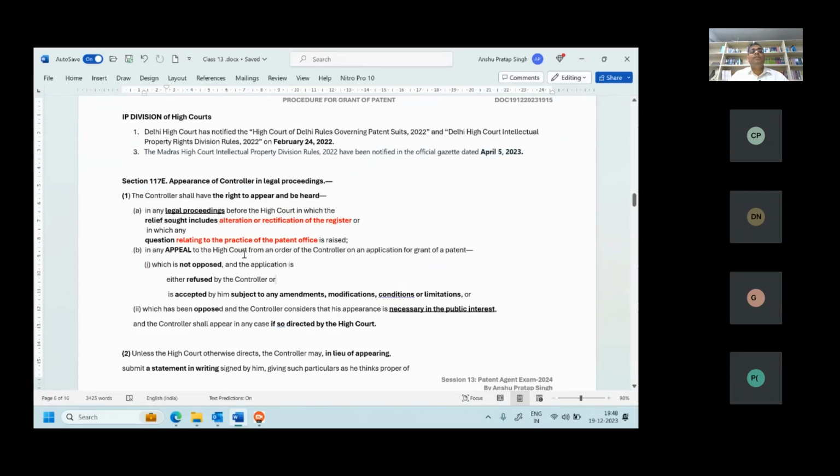If in appeal, the High Court from an order of the controller on an application for grant of patent, which is not opposed, and the application is either refused by the controller or accepted by him subject to any amendment, modification, condition, or limitation, if there is an appeal, then yes, he has a right to come. And when there has been opposition to that, the controller considers his appearance, then the controller will see if he has to appear or not.